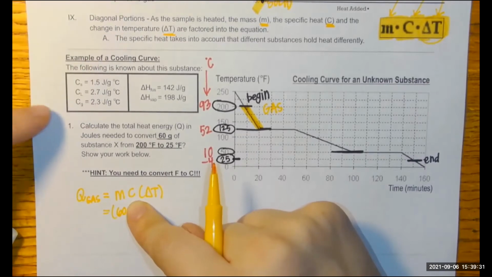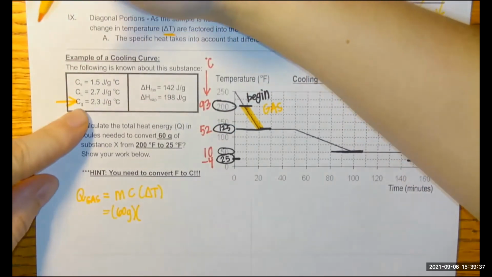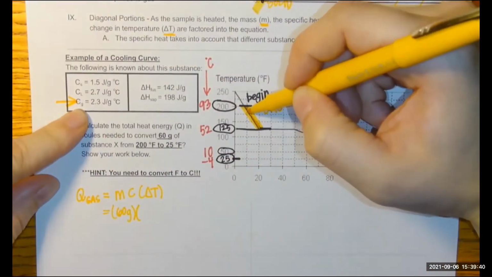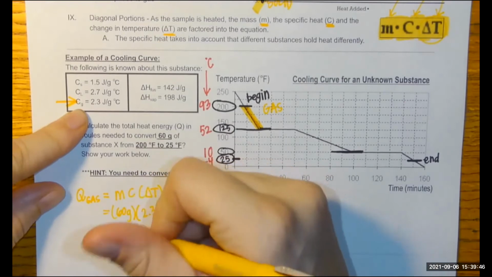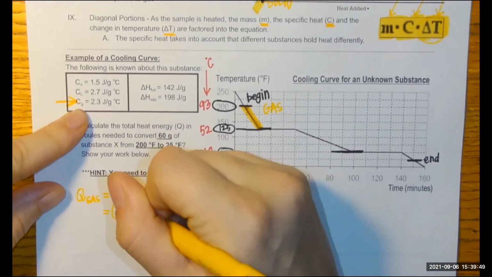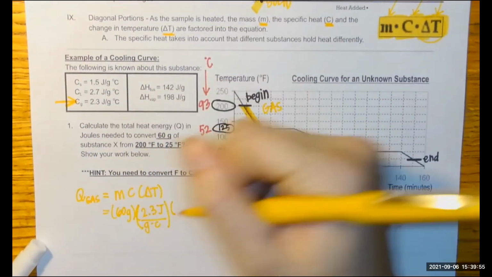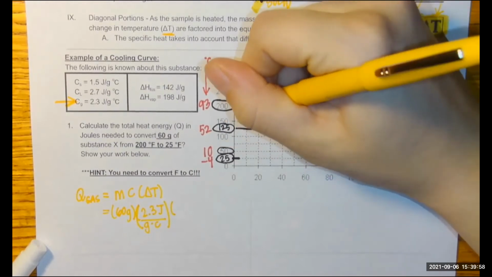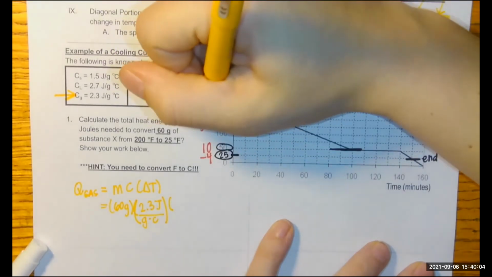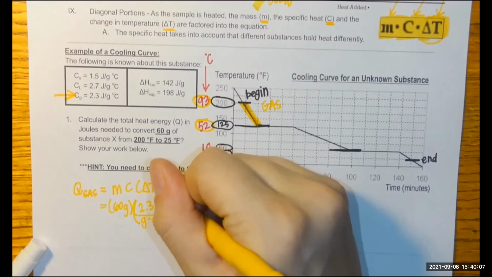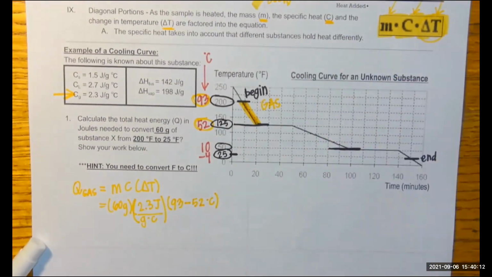C, I'm going to come up here and get it from the table. I need to use C of the gas state because that's the section we're working with. 2.3 joules per gram Celsius. And the last part, delta T, is the change in temperature on this section. I went from 93 down to 52 degrees Celsius. 93 minus 52 degrees Celsius.